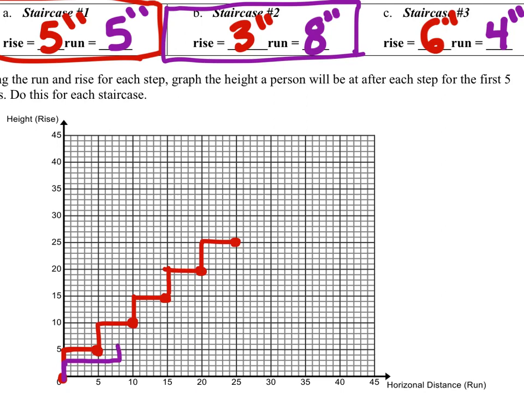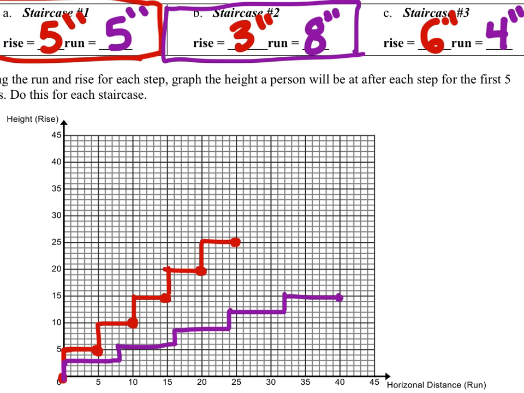So I've got to go up 3, and then to the right 8. Then I'm going to go up 3 again, and to the right 8. That's 3 steps so far. 1 more step will be 4. Up 3, to the right 8. And then finally up 3 and to the right 8.